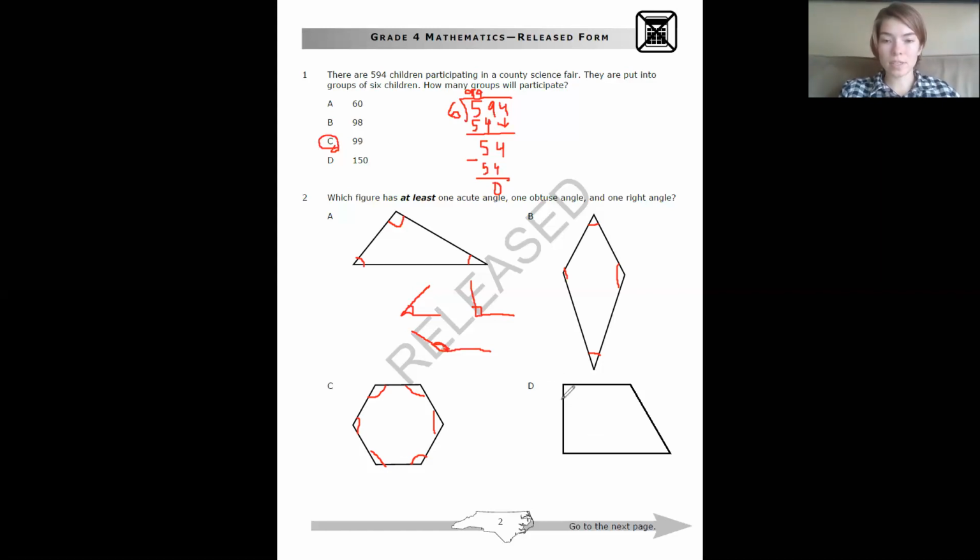For figure D, here we have a right angle. Here, this angle is clearly more than 90 degrees, so that's obtuse. This angle is smaller than 90 degrees, so that's acute, which means we have at least one of each. So figure D is going to be our solution.